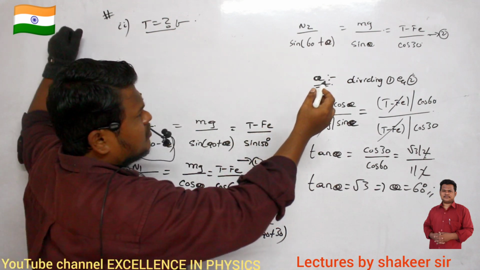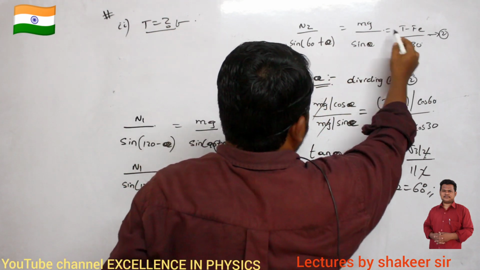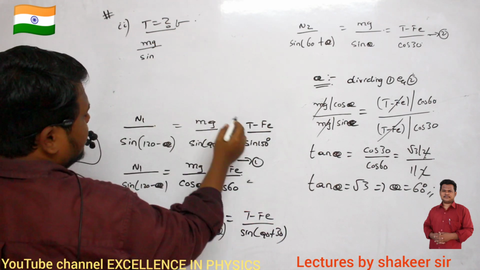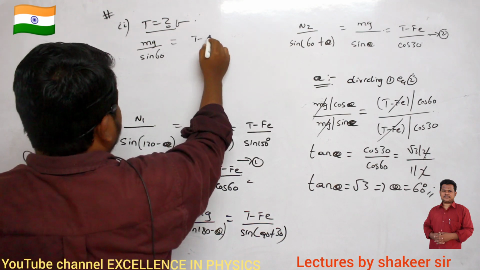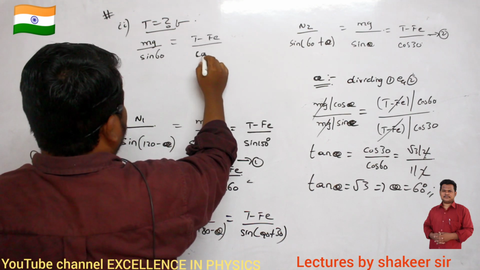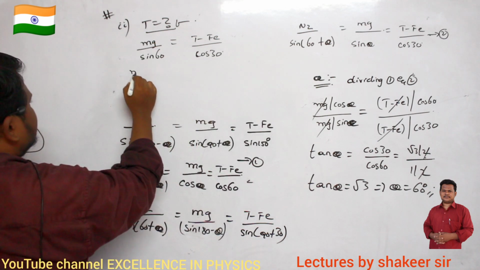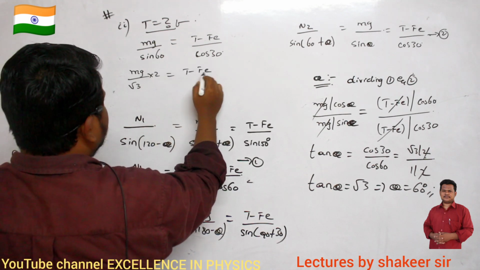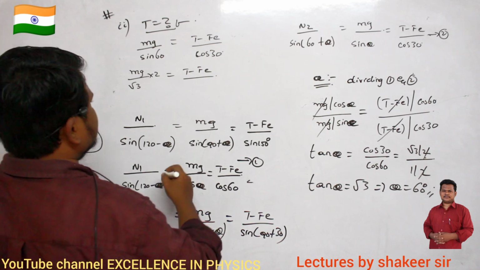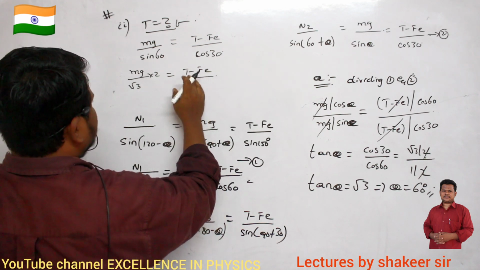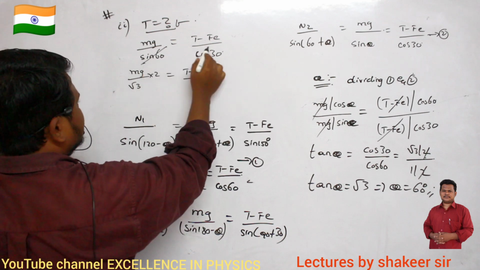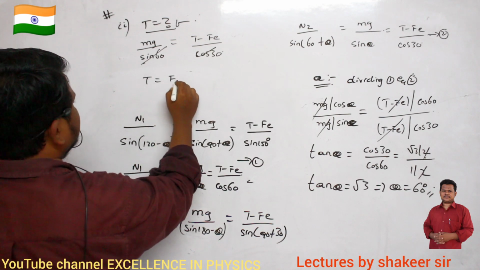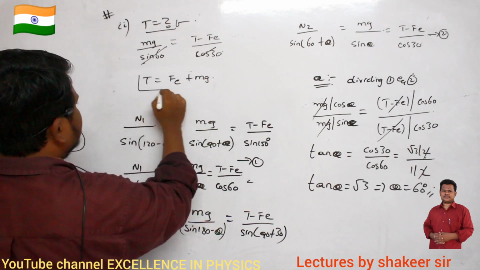Or I can calculate from this relation also. This is also very easy. Just equate these two. What equations can I equate? mg divided by sin alpha, where alpha is 60 degrees, is equal to (T minus Fe) divided by cos 30. So mg divided by sin 60, which is root 3 by 2, is equal to (T minus Fe) divided by cos 30. Cos 30 is how much? Cos 30 is also root 3 by 2 only, no? So this term and this term I can directly cancel. If I cancel both of them, then T is equal to Fe plus mg.